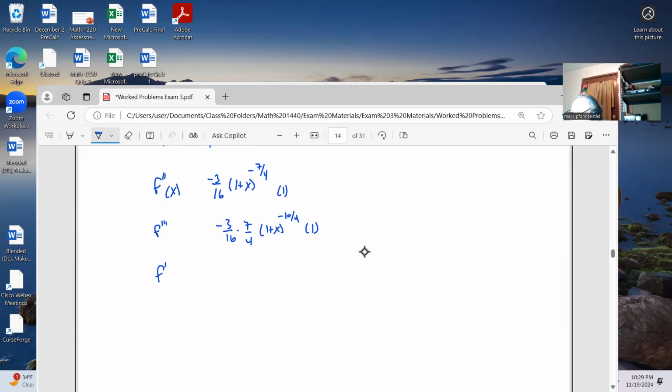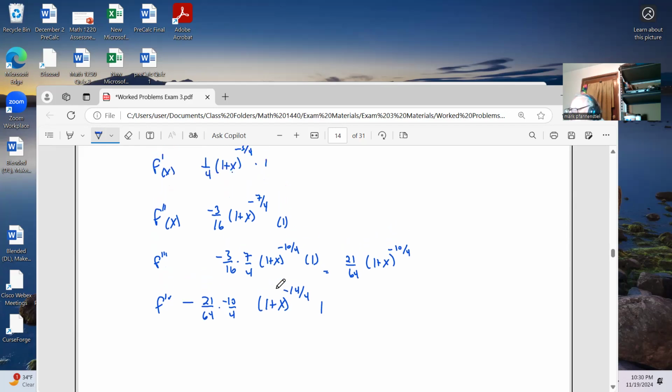And then our fourth derivative, finally, let's clean up a little bit here before I take a derivative. I'm going to say this is 21/64 times (1 plus x) raised to the -11/4. Okay. So taking this derivative, we're going to have -21/64 times 11/4 times (1 plus x) to the -15/4, again times the chain, which is just 1. Okay. And that's looking like our fourth degree polynomial.